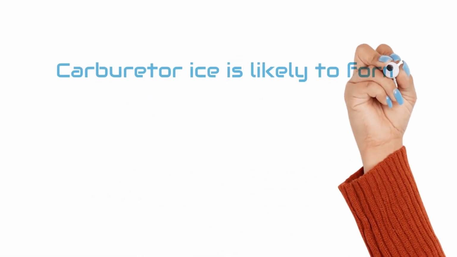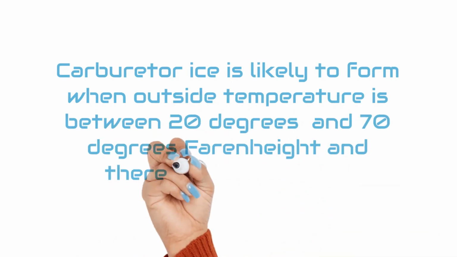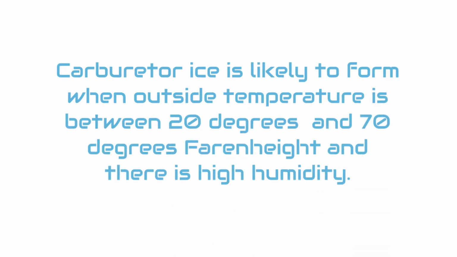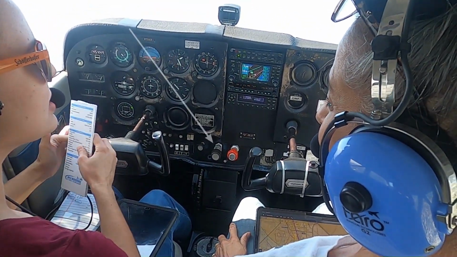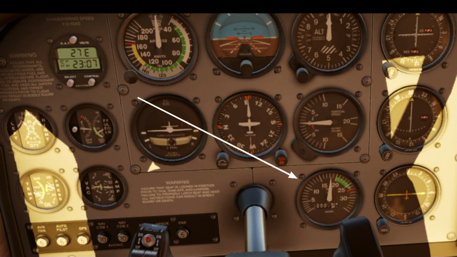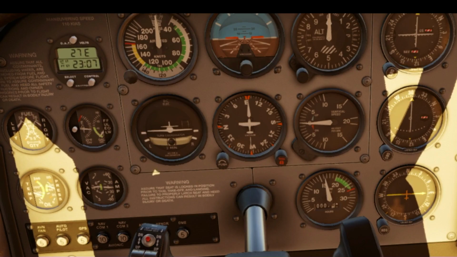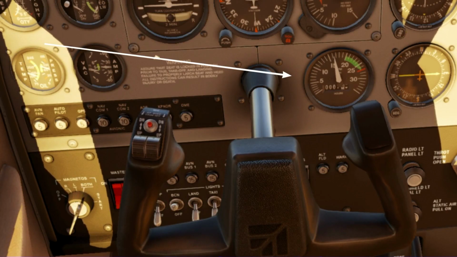The first indication of carburetor ice on airplanes with fixed-pitch propellers and float-type carburetors is a loss of RPM. Carburetor ice is likely to form when outside temperature is between 20 degrees Fahrenheit and 70 degrees Fahrenheit, and there is high humidity. When carb heat is applied to eliminate carb ice in an airplane equipped with a fixed-pitch propeller, there will be a further drop in RPM due to the less dense hot air entering the engine, followed by a gradual increase in RPM as the ice melts.